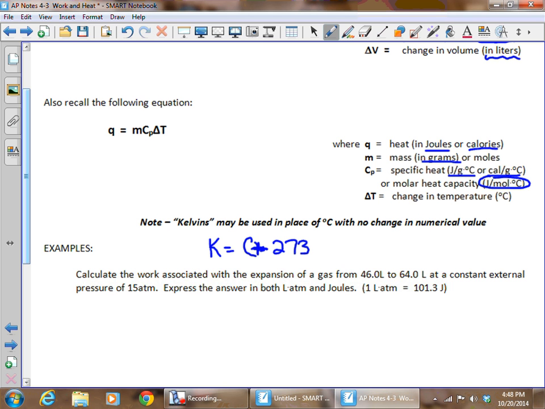Now, guaranteed, 1 Kelvin and 1 degree Celsius are not the same temperature. At 1 degree Celsius, we'd be shivering. At 1 Kelvin, we'd be dead and crunched. So no, they're not the same value. But when you're talking about a change, they are the same. So keep that in mind.